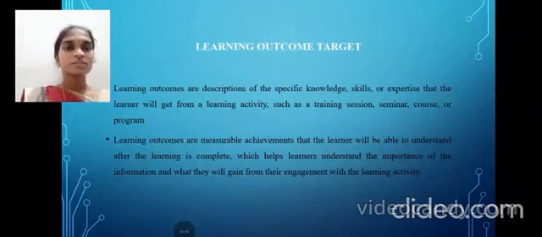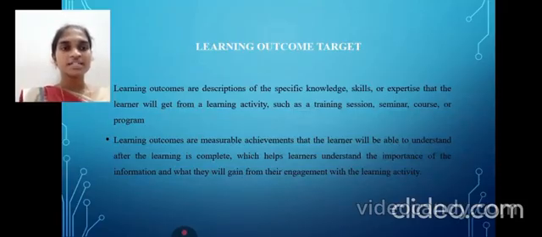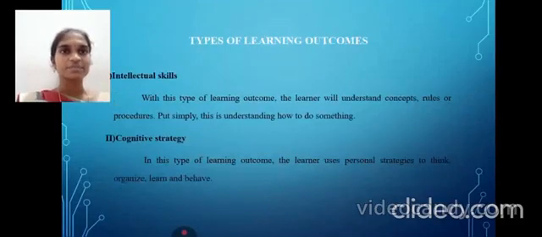Then learning outcome target. Learning outcomes are the descriptions of the specific knowledge, skill, or expertise that the learner will get from the learning activity, such as a training session, seminar, course, or program. Learning outcomes are the measurable achievements that the learner will be able to demonstrate after the learning is complete, which help the learner understand the importance of the information and what they will gain from the engagement with the learning activity. Types of learning outcomes.